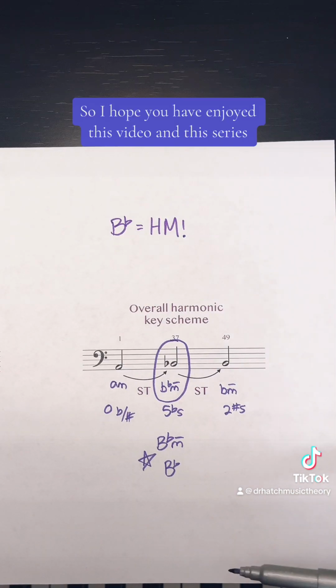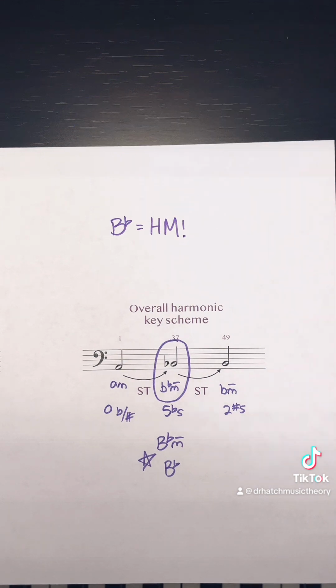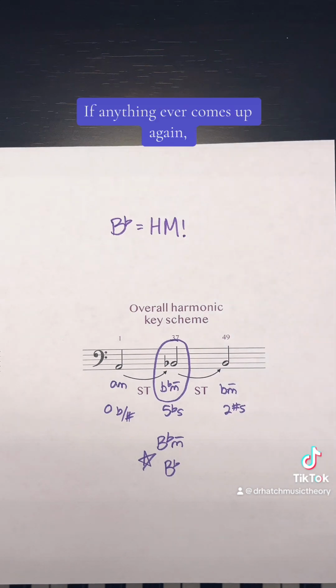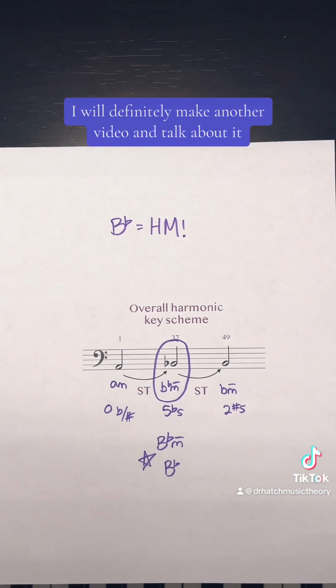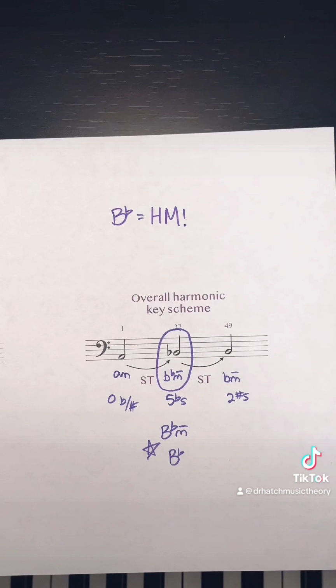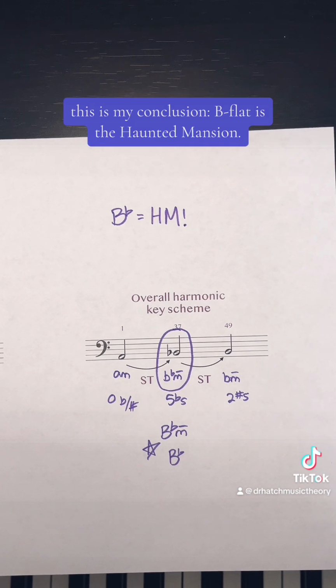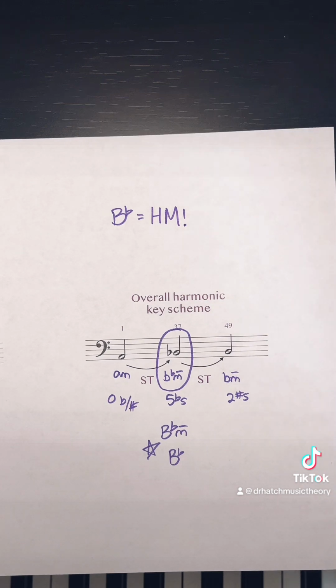So I hope you have enjoyed this video and this series. That's about my initial deep dive into this piece. If anything ever comes up again, I will definitely make another video and talk about it. But from the information that I have, meaning the score that I have and the brief analysis I've been able to do, this is my conclusion. B flat is the Haunted Mansion.